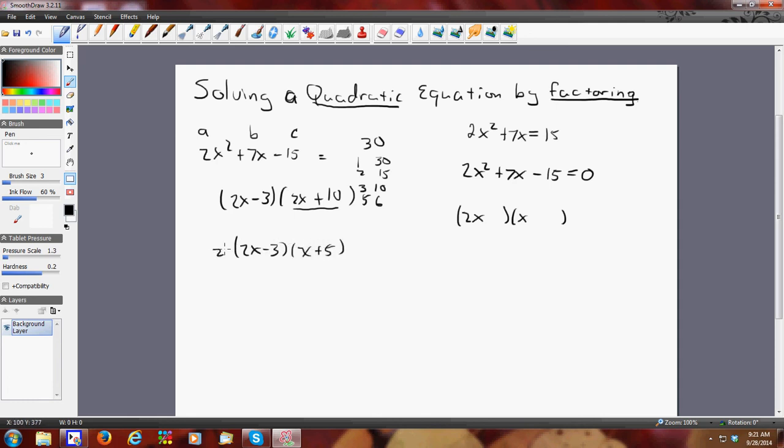Well, you might say, what happened to that 2? It kind of goes away, but the reason why is because in the very beginning, I put in 2 too much. So it's going to be 2x minus 3 and x plus 5 equal to 0. Now I set both factors equal to 0. When I do that, I get 2x equals 3, divide by 2, I get x equals 3 halves, or x is equal to negative 5. And that's it. Those are my two solutions. And that's video number 1.